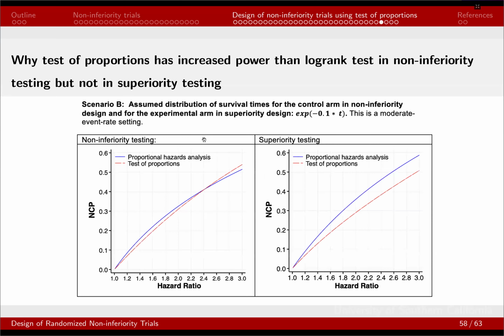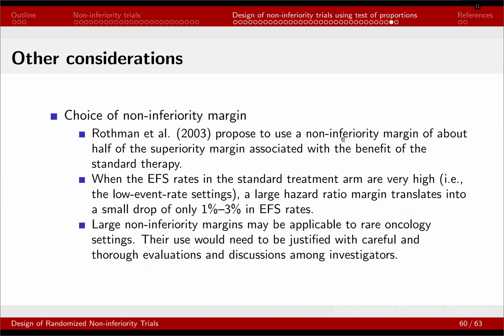Rossman, oh, sorry, lost that page, proposed to use a non-inferiority margin of about half the superiority margin associated with the benefit of the standard therapy. We noted that when the EFS rates in the standard treatment arm are very high, meaning in a low event rate setting, a large hazard ratio margin can translate into a small drop of only 1%, 2%, or 3% in EFS rates. Large non-inferiority margins may be applicable to rare oncology settings, but their use would really need to be justified with careful and thorough evaluations and discussions among investigators.